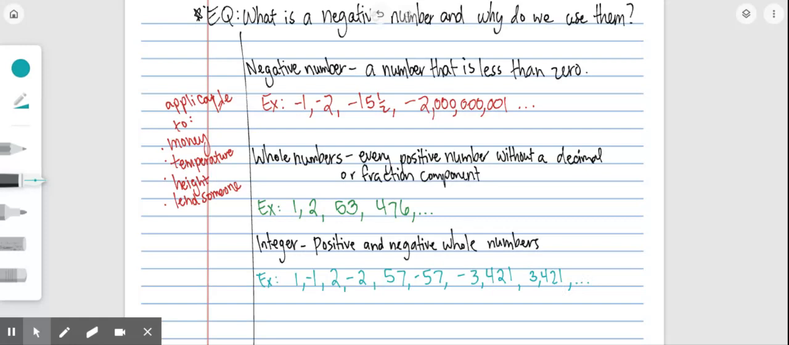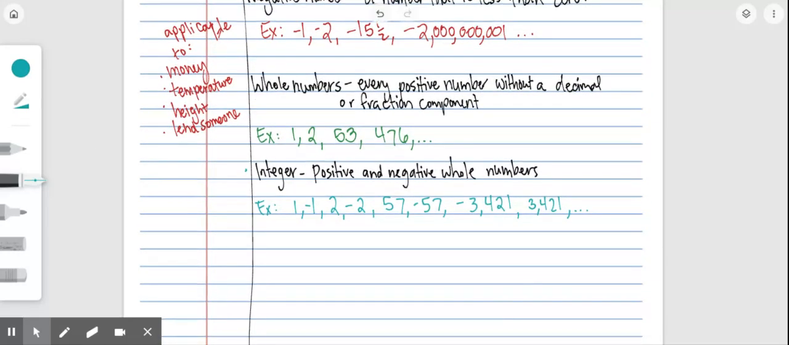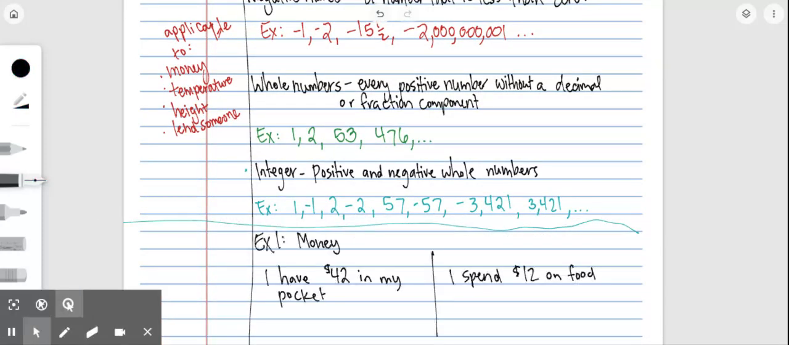Are you ever going to just talk to people about integers or whatever? No, probably not. But when you see the word integer, now you're going to know, hey, an integer is just a whole number that is positive or negative. Okay? So let's do some examples of what integers are. Okay, so I've got 2 scenarios.